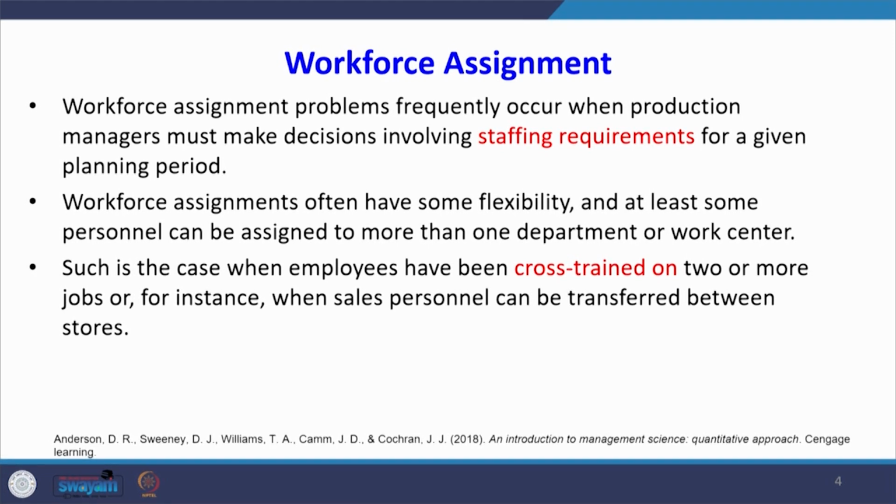Workforce assignment often has some flexibility, and at least some personnel can be assigned to more than one department or work center. Such is the case when employees have been cross trained on two or more jobs. For instance, when sales personnel can be transferred between stores.